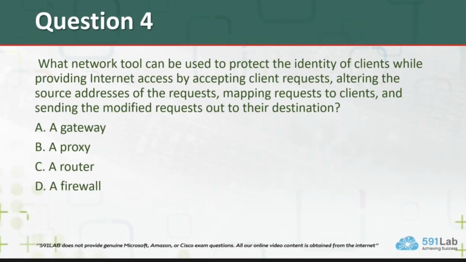Next question. What network tool can be used to protect the identity of clients while providing internet access by accepting the client request, altering the source address of the request, mapping the request to clients, and sending the modified request out to their destination? Is it a gateway? Is it a proxy? Is it a router? Or is it a firewall?